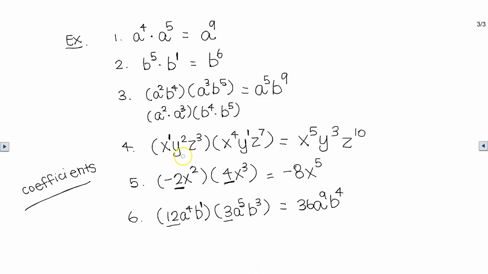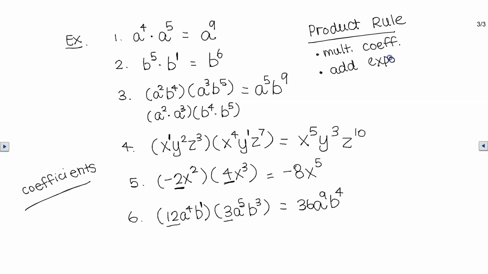So the product rule tells you how to handle multiplication problems, and this is our product rule. It says that you should multiply coefficients, and then you should add exponents that are on the same base. So for each different base, add the exponents. All right, so that is your product rule.